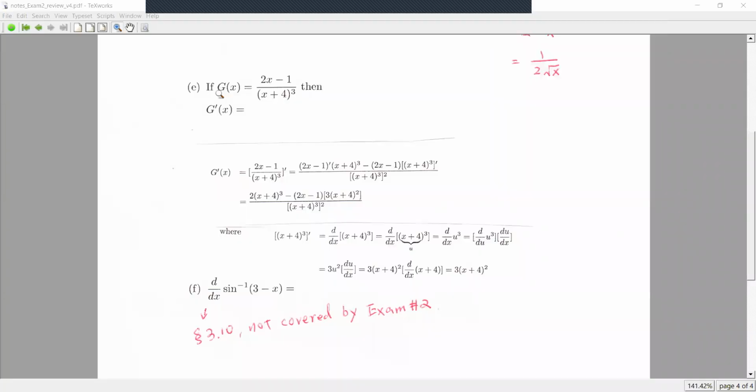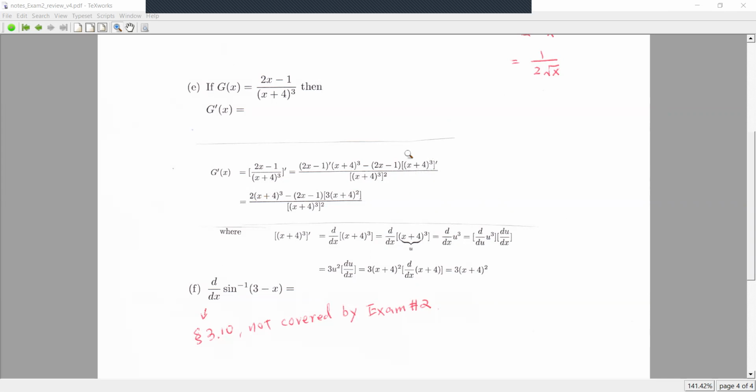Question E. The function g is a quotient. So, to compute the derivative of function g, we need the quotient formula. By the quotient formula, the derivative is the derivative of the top times the bottom, minus the top times the derivative of the bottom, then all divided by the bottom squared. The derivative of 2x minus 1 is 2.